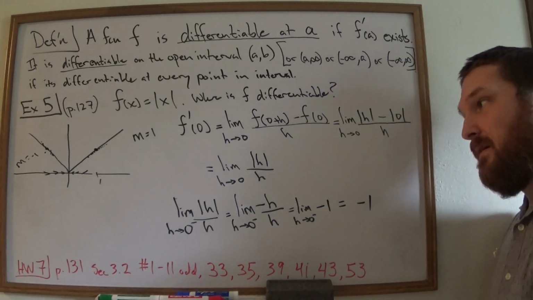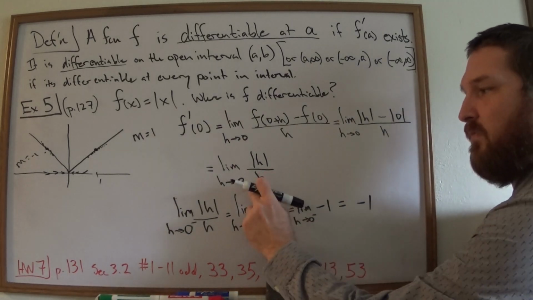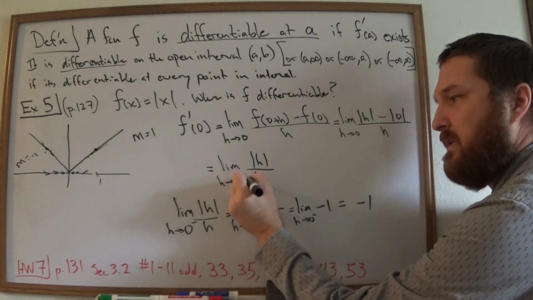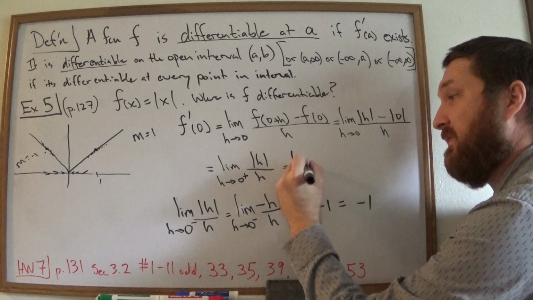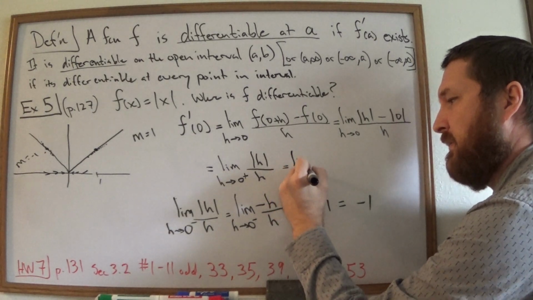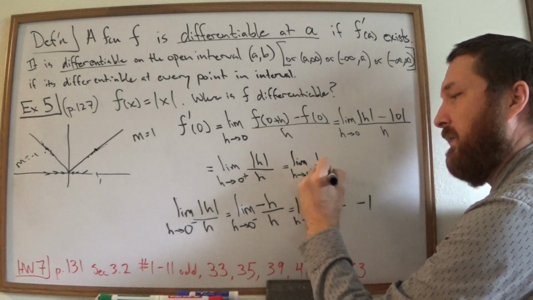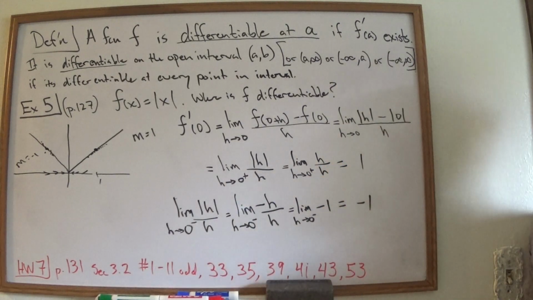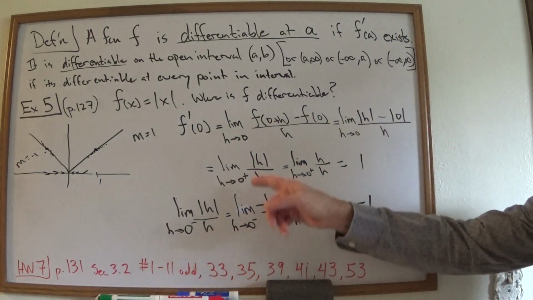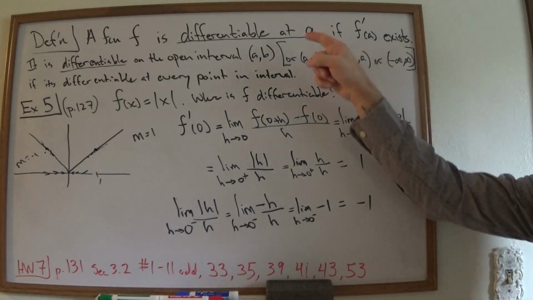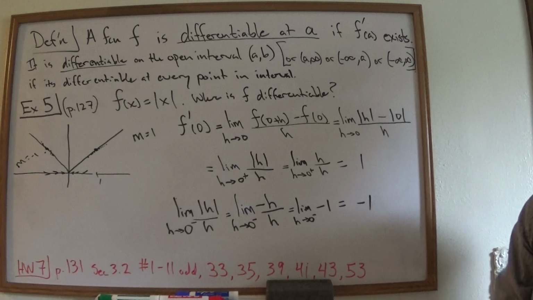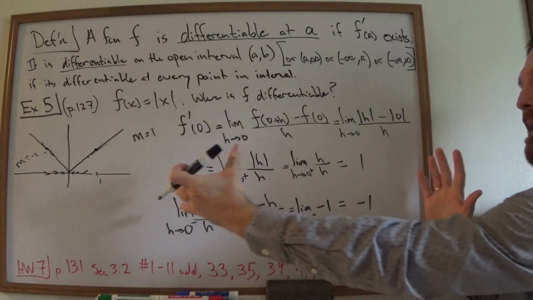On the other hand, if we do this, I'm just going to rewrite this guy. Do it from the right, then what is the absolute value of h if h is positive? h over h, which is 1. Just plain old h over h, which is just positive 1. They don't agree, so this limit does not exist. Therefore, it's not differentiable there. That's how it shows up analytically.